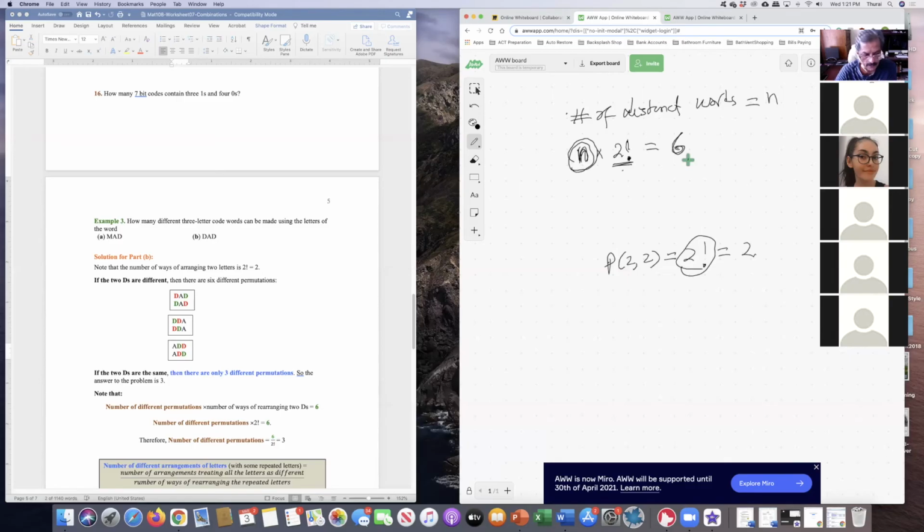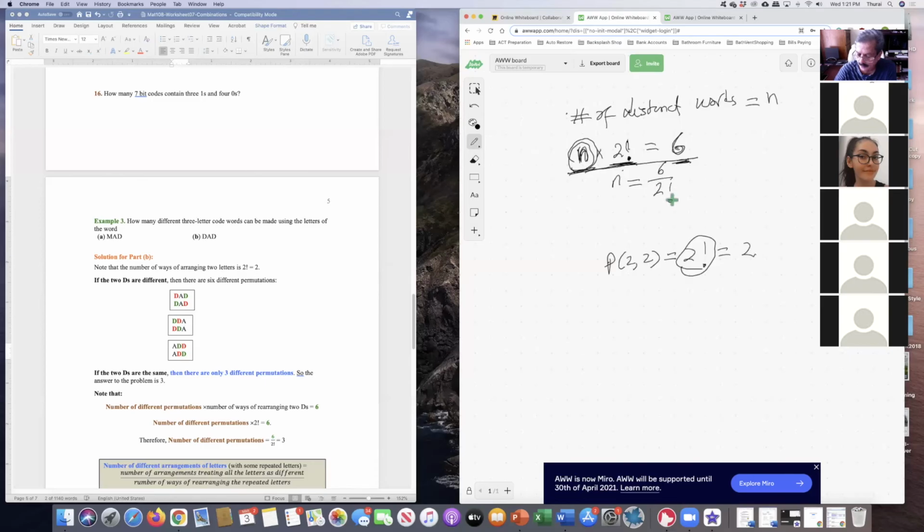6 for the entire 2 boxes. If you actually count them as different words, you're getting 6, right? That 6 comes out of the fact that 3 distinct words with each D's rearranged in factorial 2 ways means that 3 times 2 will be the total number of words. So this equation is true. And from this, if I solve for n, n is equal to 6 over factorial 2.